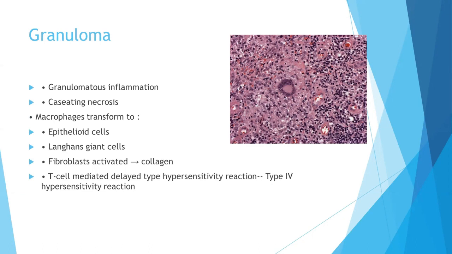Okay, the macrophages are transformed into epithelioid cells and Langhans giant cells, and fibroblasts are activated, which form the collagen. A T cell mediated delayed type hypersensitivity, or type 4 hypersensitivity reaction, is there, which is very important and the most common question in the examination. And here is the typical picture of a granuloma.